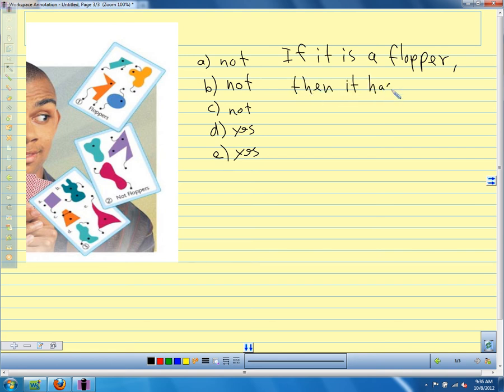So if it is a flopper, then what does it have? What did we decide? Two legs on the outside and one eye on the inside. Two legs outside, and one eye inside.